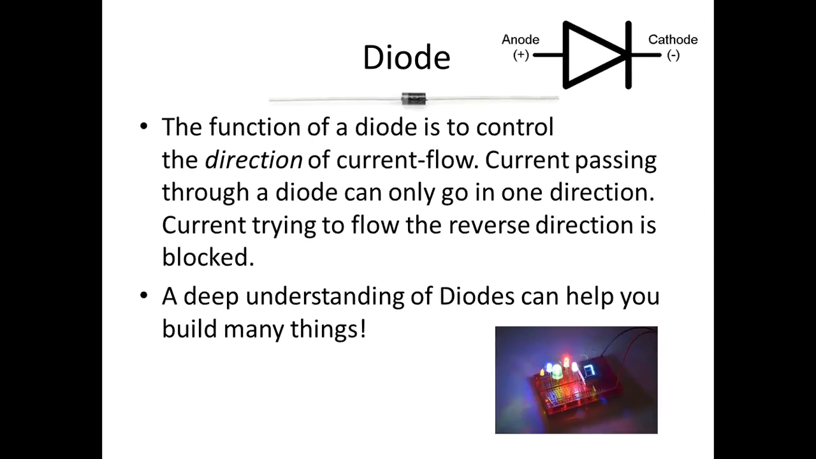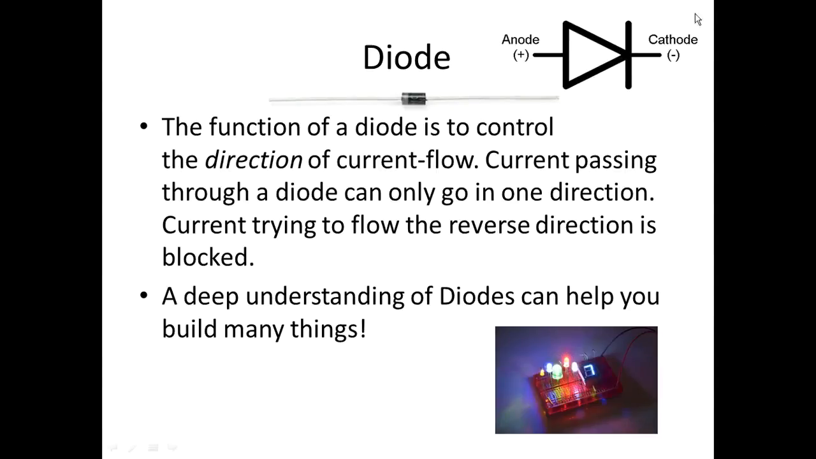A deep understanding of diodes can help you build many things. An example of a diode being used is when you have power coming in and then being split into multiple sources. That power will, for example, light a light, turn on a switch, or have something else happen. You don't want the small amount of power used to light a light to be fried by the large amount of power used to do something else.